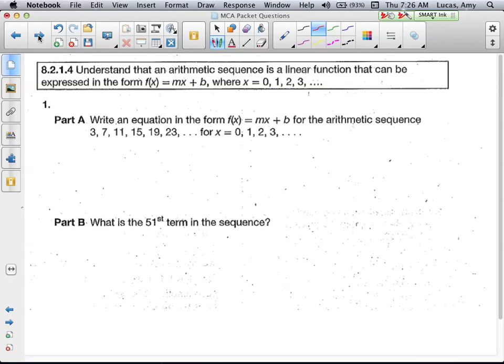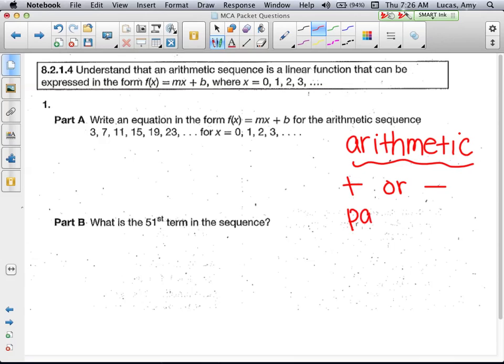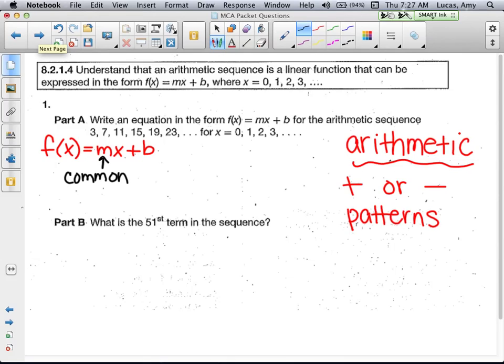Arithmetic sequences are sequences that have addition or subtraction patterns, where the same thing is being added or subtracted over and over. So adding or subtracting patterns where you've got a common difference being added or subtracted over and over. In your equation, f of x equals mx plus b, m represents the common difference. So that number that's being added every time or subtracted every time goes in front of the variable x.